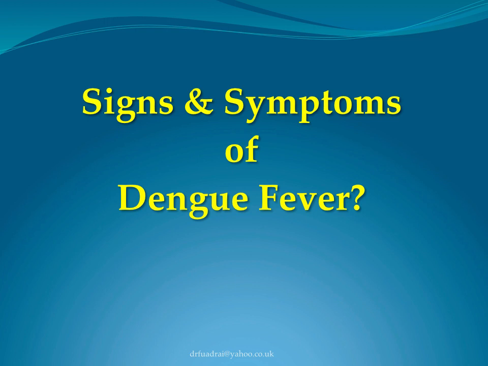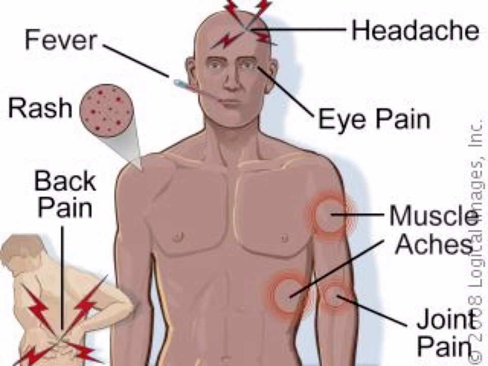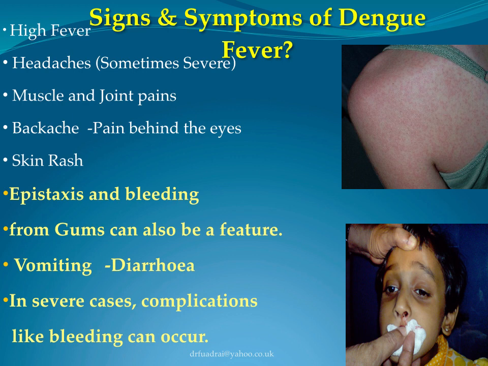Talking about the signs and symptoms of dengue fever, the signs and symptoms are described in the following slides. Signs and symptoms of dengue fever can be seen in this slide. The presentation of signs and symptoms may vary in certain individuals. You can just go through this slide, which includes high fever, headache, muscle and joint pains, backache, pain behind the eyes, skin rash, bleeding from the nose, gums, vomiting, diarrhea. In severe cases, complications like bleeding can occur.